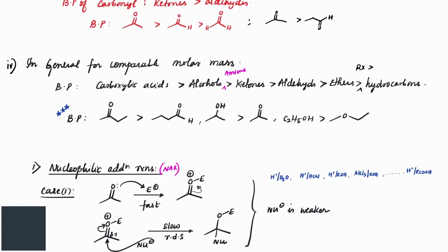So if you compare the boiling points here, check, this ketone is more than this aldehyde, and aldehyde and alcohol, although the molar mass is not exactly the same here, these two are very much comparable. And then comes this ketone, and this ketone and ethanol are pretty much comparable, and ethers are the least when it comes to boiling point.